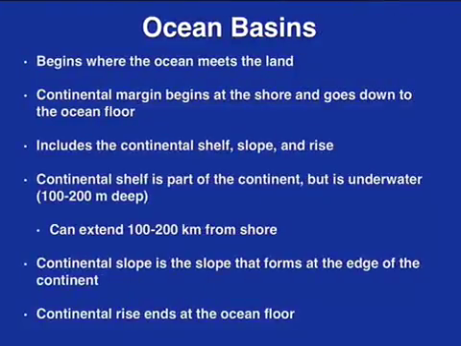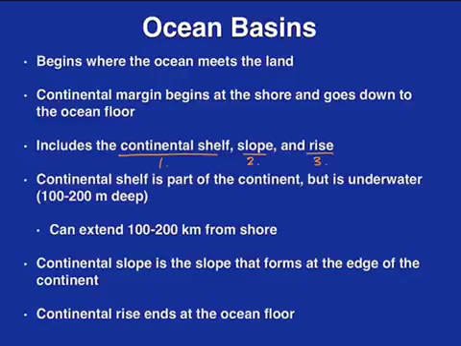The ocean basins are where the ocean meets the land. That's where they start, and then it gets divided into all these different sections. I believe the next slide has pictures of that. The continental margin begins at the shore and goes down to the ocean floor. The continental margin includes three things: the continental shelf, the slope, and then the rise.